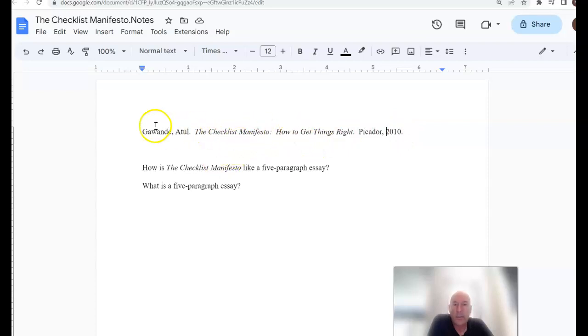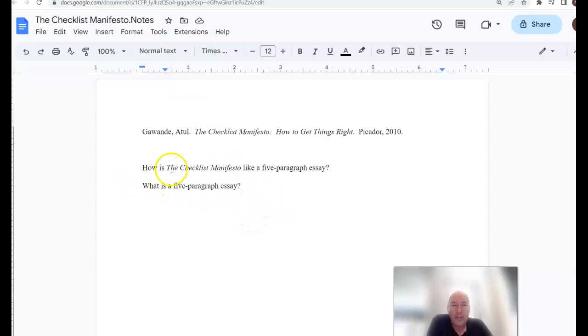Now, this has only taken up one line. If it takes up more than one line, I need to do a hanging indent. Again, for those of you who might not remember, you basically move the whole citation over, I'm using Google Docs, and then you bring the first line back to the margin. It looks the same, but if I go beyond the first line, it's going to be indented here. So it's the opposite of a normal paragraph.